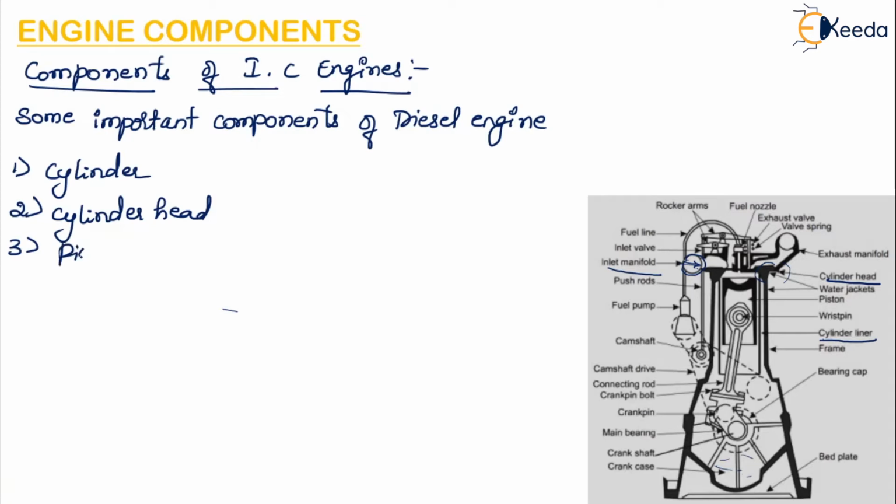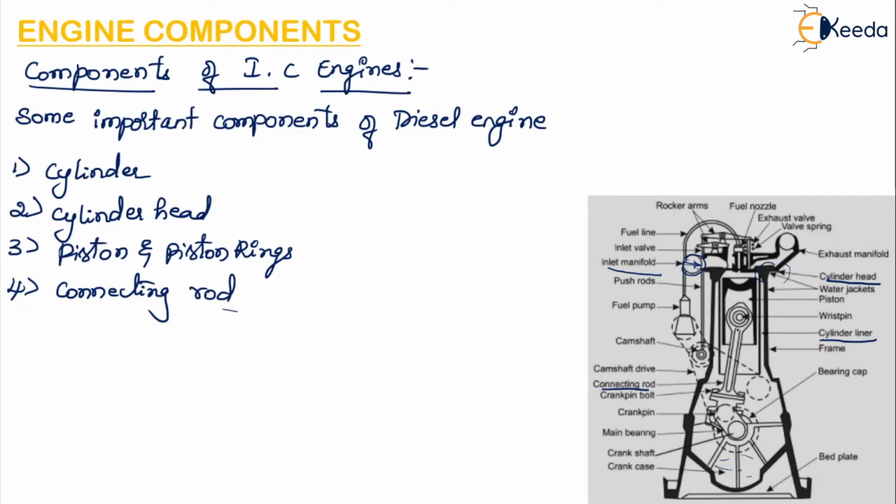Okay, then there is piston and piston rings. Okay, then there is a connecting rod. So you can see this is the connecting rod. Okay, this long portion, this one is called the connecting rod. Okay, then this is the piston, which is present inside the cylinder. So this portion is called as the piston. Okay, this piston also consists of the piston rings.